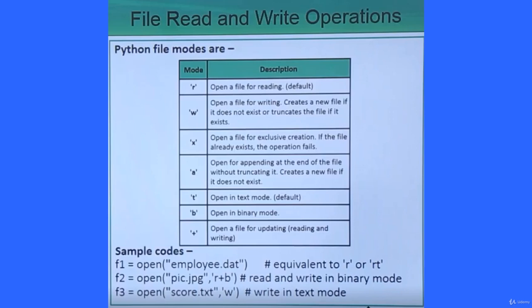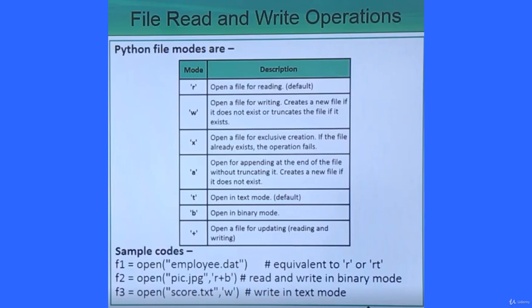In case of A mode, open a file for appending at the end of the file, without truncating it, and it creates a new file if it does not exist. That means in append mode, if the file is pre-existing, the existing file will be opened and the new content will be appended. If the file is not pre-existing, then a file will be created against the given name and opened. Next is T, open the file in text mode. B opens the file in binary mode, and plus means open a file for updating, that is reading and writing mode. So let us go through some examples here.